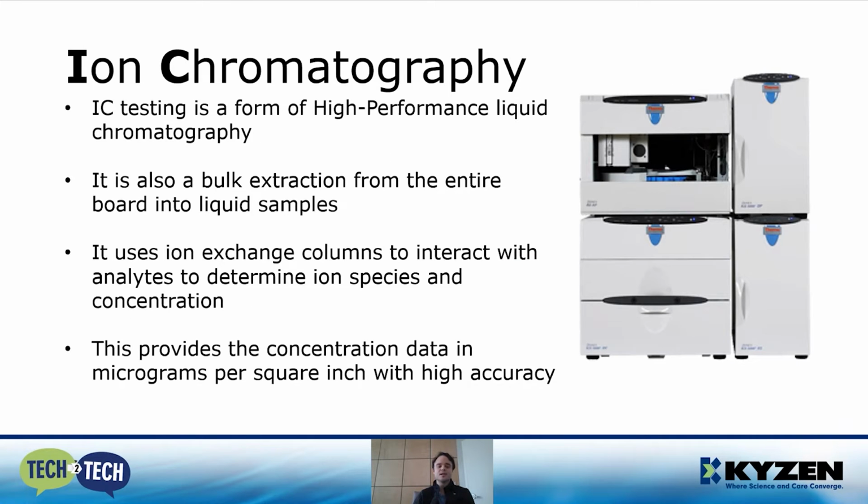IC testing is a subset of high-performance liquid chromatography, which is defined by its ability to separate and quantify components in a mixture, in this case, ion species. This method is also a bulk extraction from the entirety of a board, but notably at a much higher temperature. It then separates the ionic species by way of ion exchange columns. The data yielded from this process is a concentration value often represented in micrograms per square inch. It is highly representative of the ionic contaminants that are found on the board.